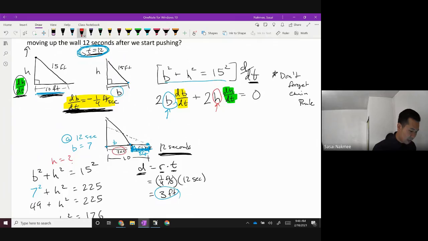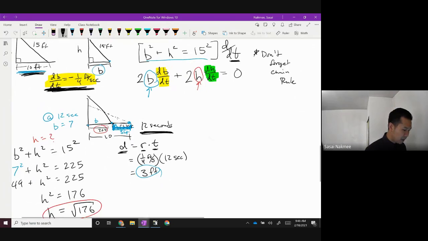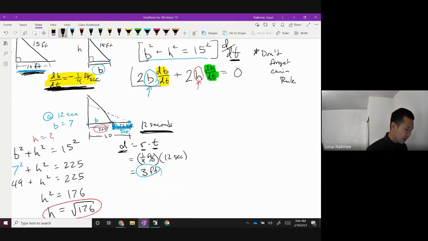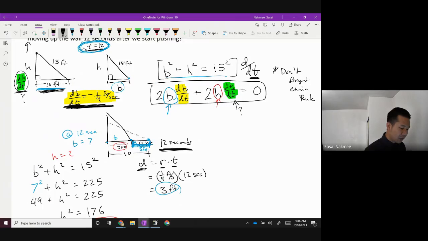Once you find out the base, we can use the Pythagorean Theorem to find out what the height needs to be, because the hypotenuse is a particular value as well. Okay? So we're going to go ahead and just plug these things into this equation now, right here. And remember, our ultimate goal is to find out what dH dt is. That's our ultimate goal. So I'm going to plug in all these values here.